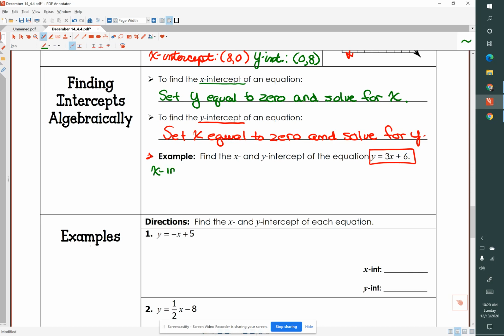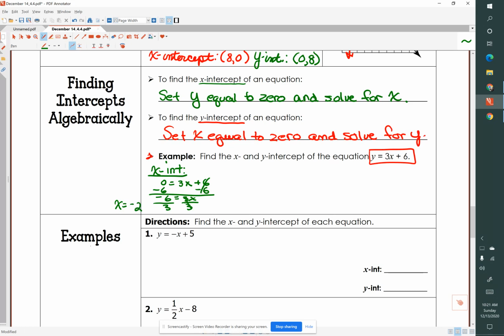And I'll label my work as I go along. Here's the x-intercept. So I'm going to set y equal to 0. So 0 equals 3x plus 6. Now I'm going to solve for x. So I'll add 6 to both sides. Negative 6 equals 3x. I'll divide both sides by 3. And x, right over here, equals negative 2.